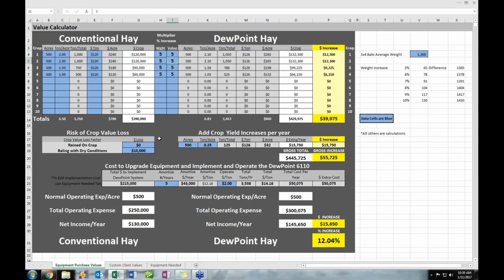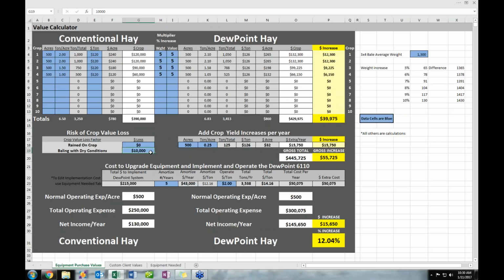The third factor, and I don't put a lot of dollars in here usually unless a farmer says that very much so is definitely going to affect our farm operation. We are forced to bale with dry conditions all of the time, or in any one cutting. Say second cutting is an extremely dry cutting for them, or say third cutting is an extremely wet cutting, so they get rained on crop. We can put dollars in here.